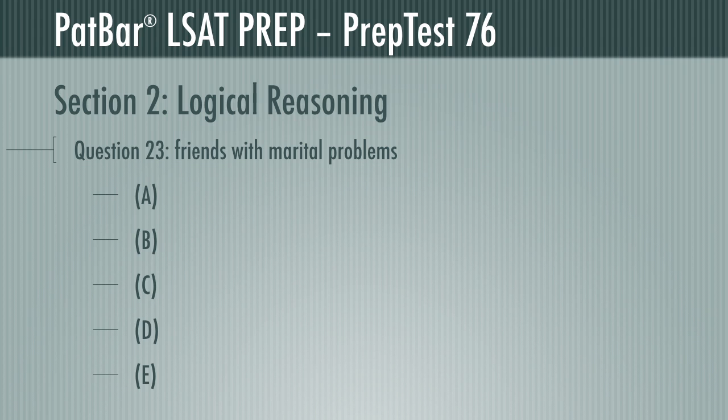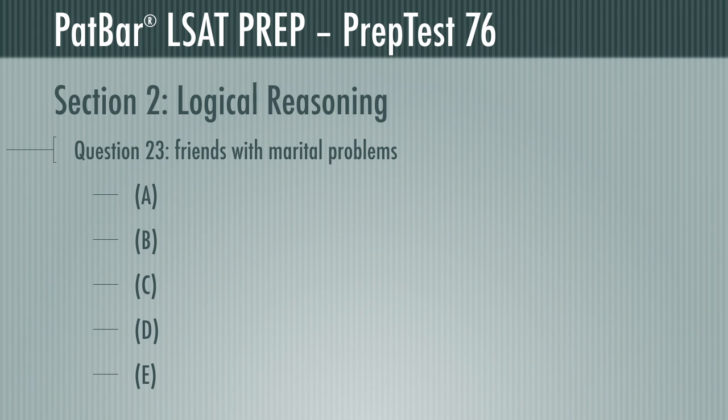Question 23 will hit home for a lot of people. The passage suggests that, since trying to help married friends solve their relationship problems usually fails and often ends with resentment, the attempts are usually unjustified. You are tasked with finding the answer that most strongly supports that reasoning.